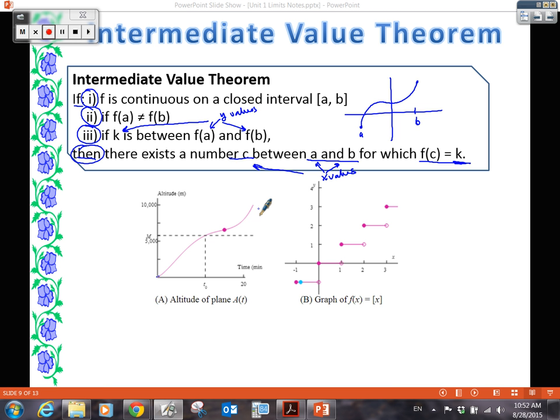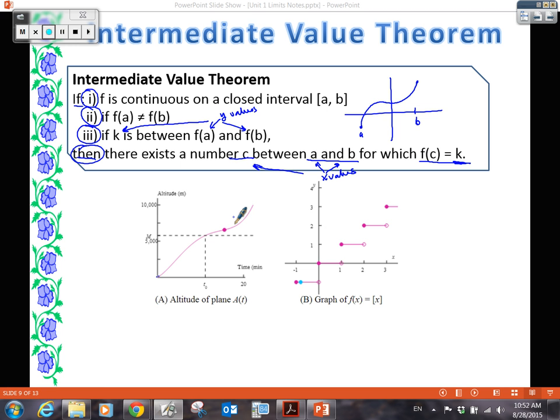This theorem says then there is a number c. In other words, in this example, there is an exact time between 0 and 20 where the function is going to take on the value of 5,000. So there is a time that the plane was at 5,000 meters. Maybe 8 minutes, I don't know, we would estimate.